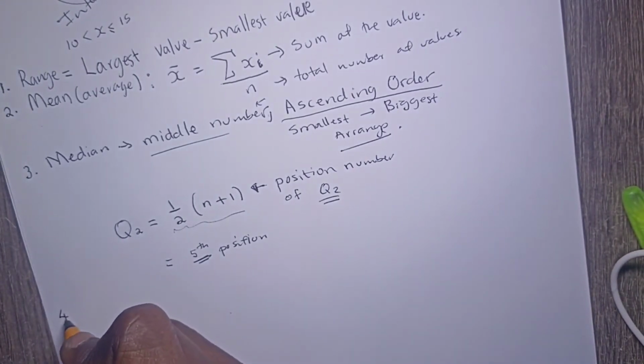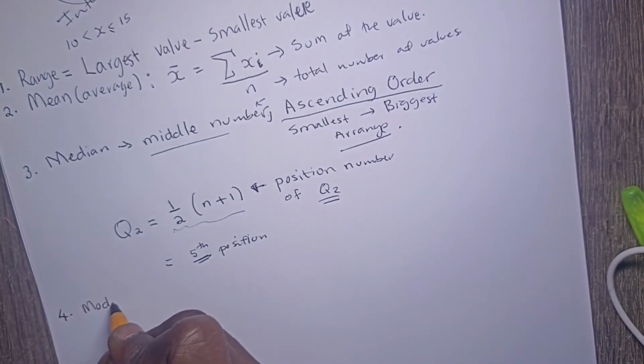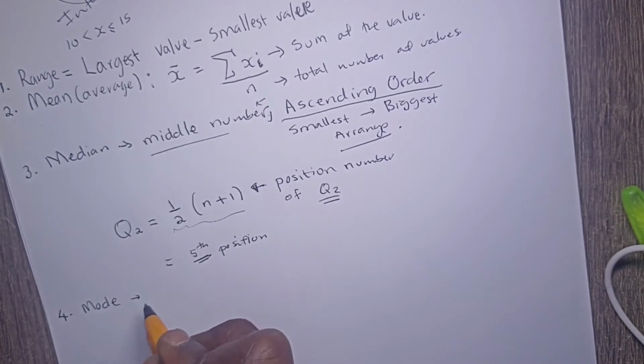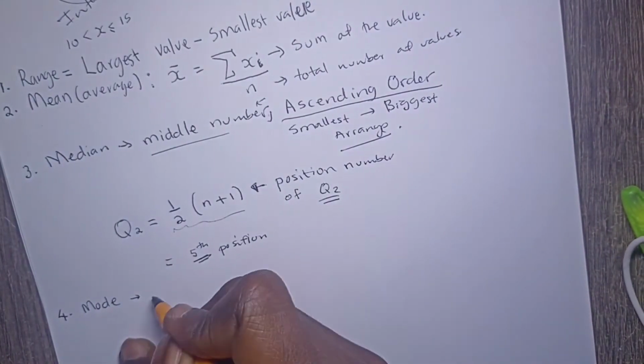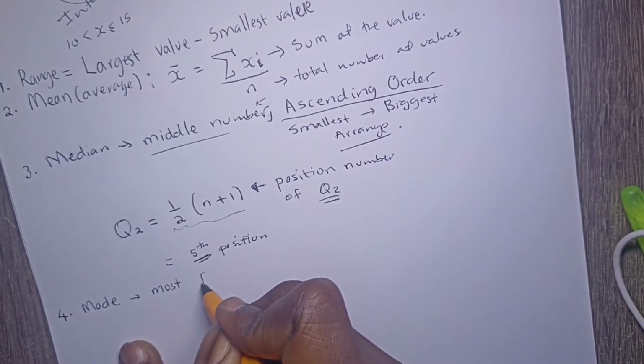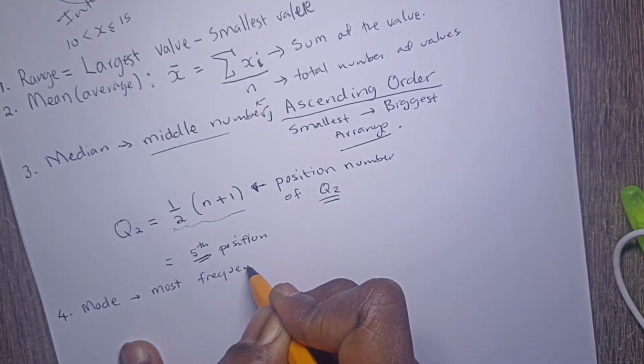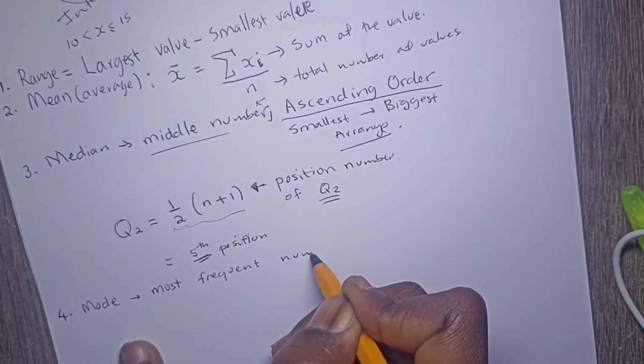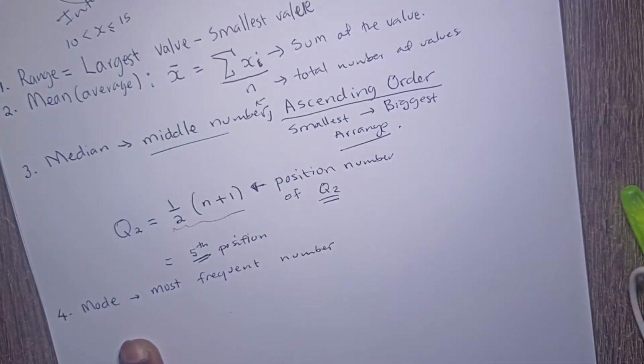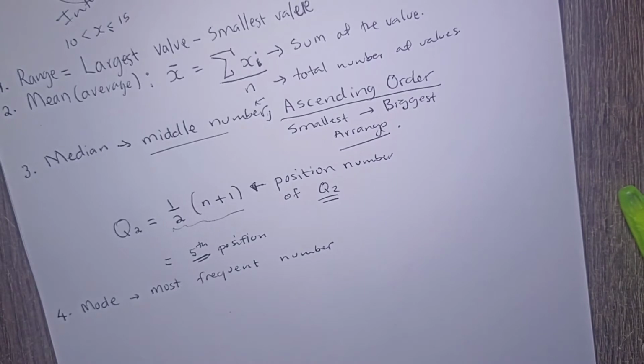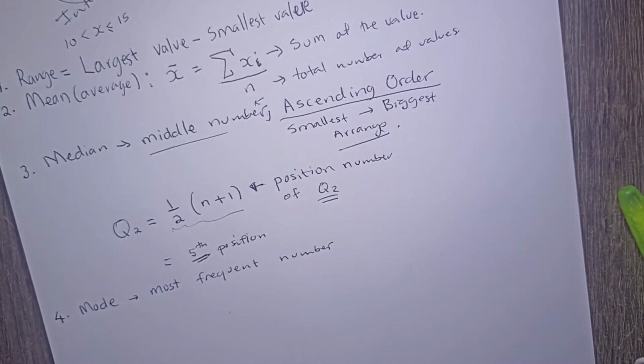Number 4, they might ask you to calculate the mode. This is very easy, very basic. The mode is the most frequent number, the number that repeats itself. So in ungrouped data, if let's say it's the number of marks, and 5 people got the same mark, that will be the mode. The most repeating number will be that specific number.